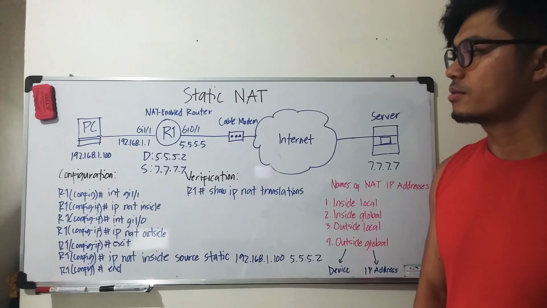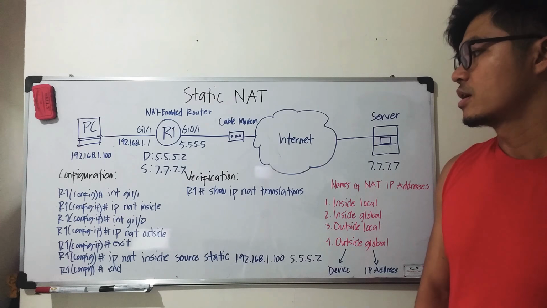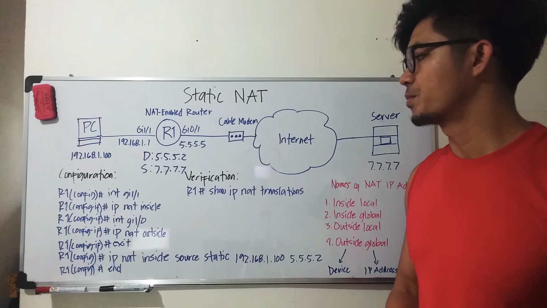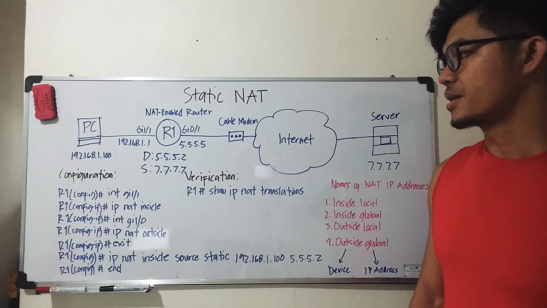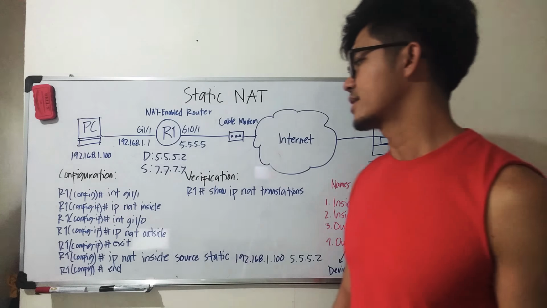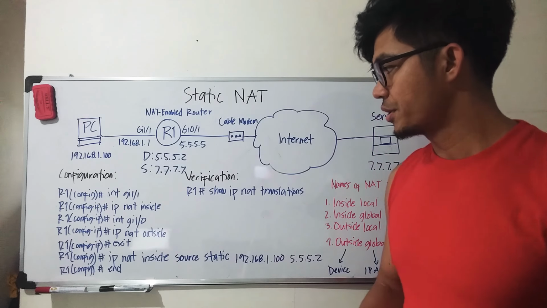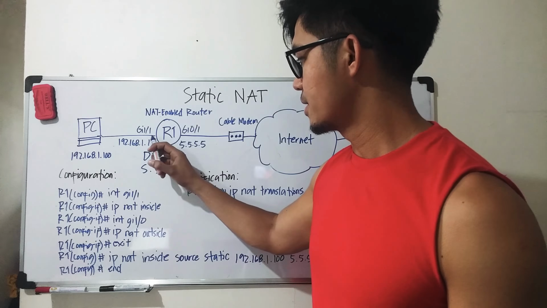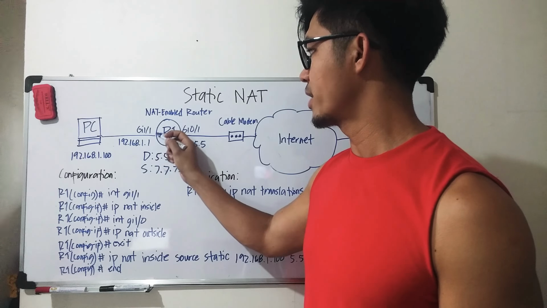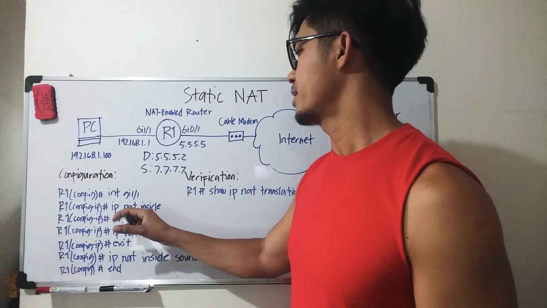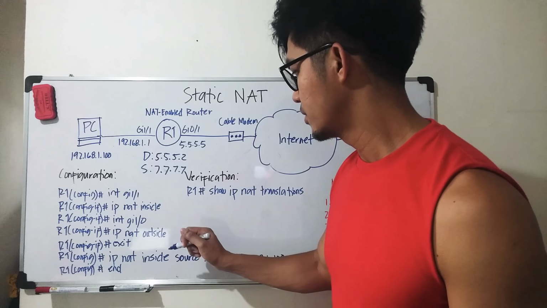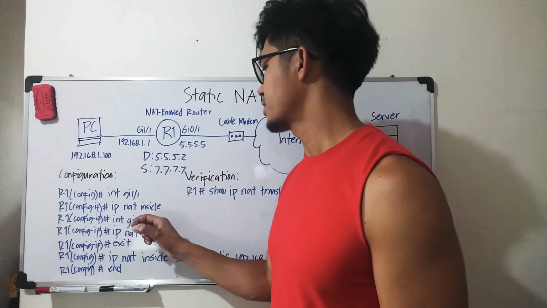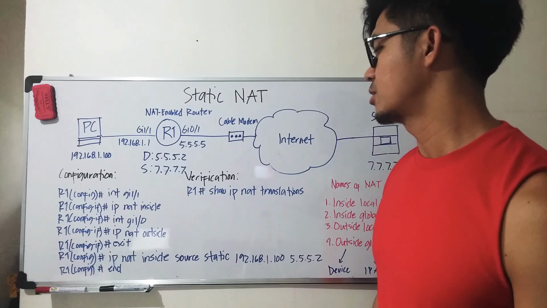So let's talk about how to configure it. So the configuration is pretty easy. You just have to identify your IP NAT inside interface, which in this case, this is the interface gigabit 1/1 is the IP NAT inside, and interface gigabit 1/0 is the IP NAT outside interface.